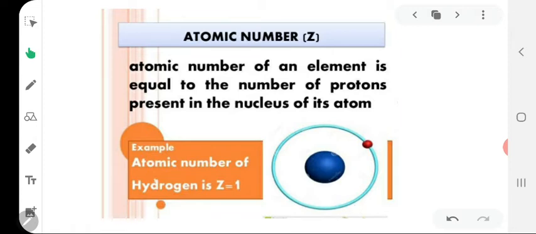Like for example, hydrogen. Atomic number of hydrogen is 1. It is symbolized by the alphabet Z. So there is one proton in the nucleus of the atom, and as number of protons is always equal to number of electrons, so there is also one electron in the extranuclear space for hydrogen.